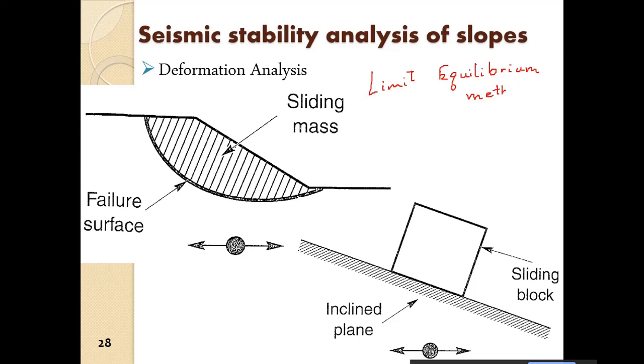And all the shortcomings of this method are also inherently taken up by the pseudostatic method of analysis. So the pseudostatic method of analysis is based on the limit equilibrium method, and what it gives is basically the factor of safety of the slope. So only the factor of safety.